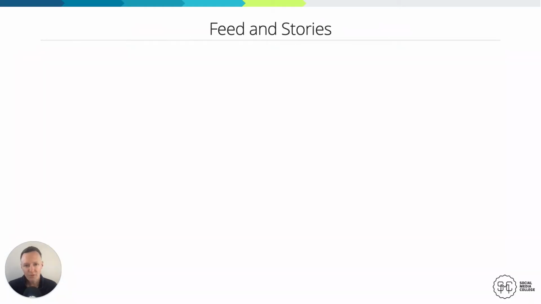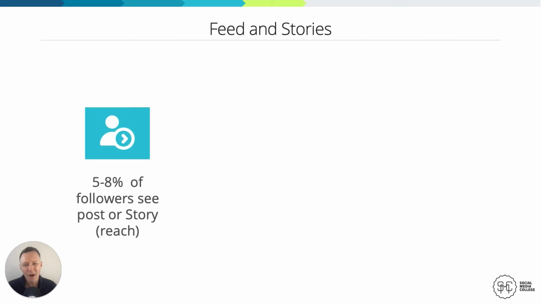So the result of this algorithm for the feed and stories is that around 5 to 8% of your followers are going to see your post or story. And this is called reach, essentially the proportion of people who follow your account that actually see the post. And this is a shock to a lot of people. They think that when they post something, a much higher percentage actually see it.